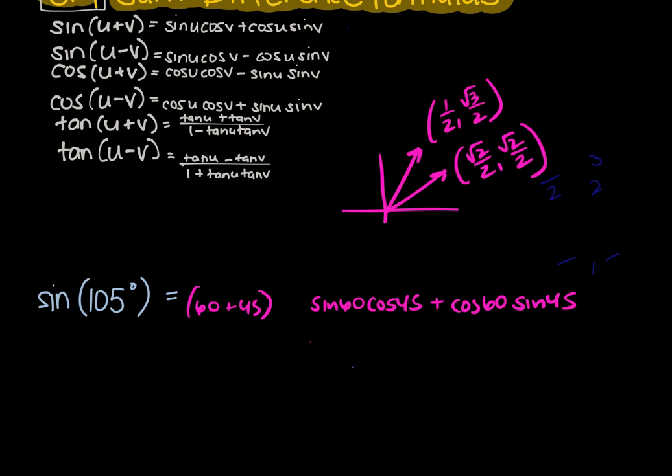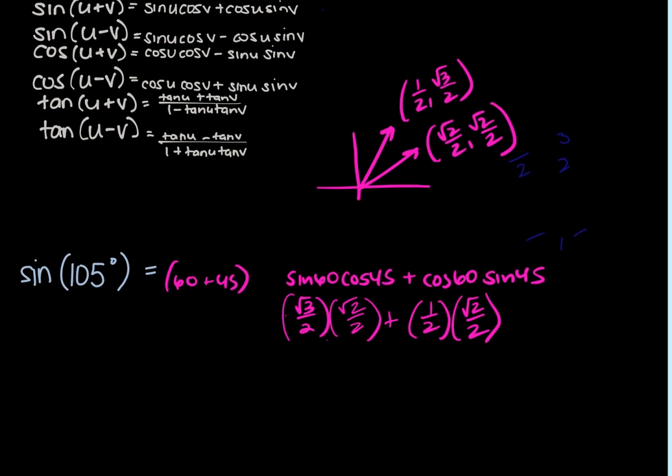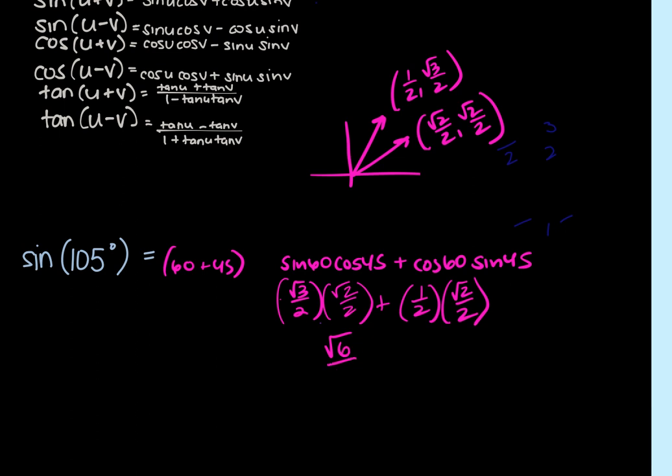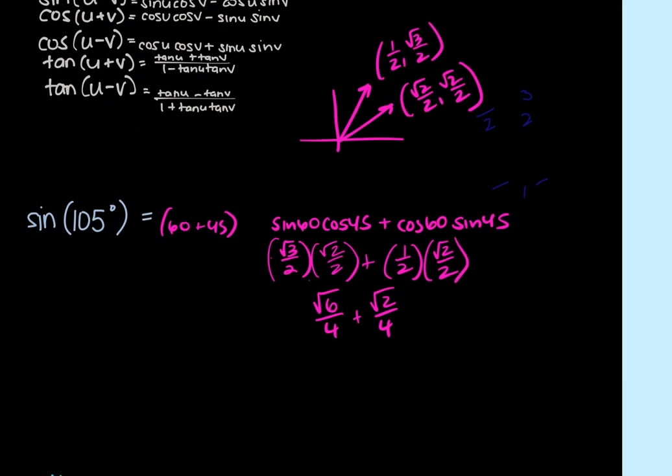So sine of 60 is root 3 over 2. Cosine of 45 is root 2 over 2. Cosine of 60 is 1/2. Sine of 45 is root 2 over 2. And I get root 6 over 4 plus root 2 over 4, or root 6 plus root 2 over 4.